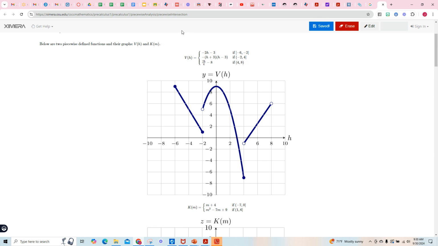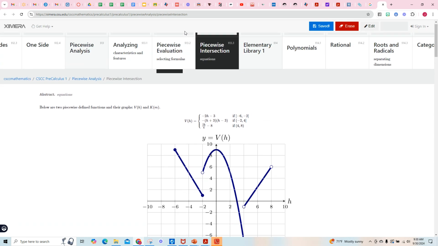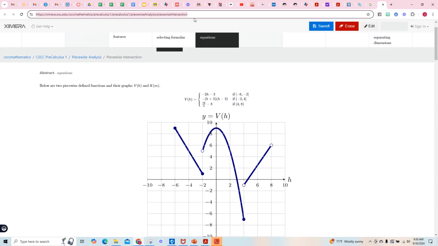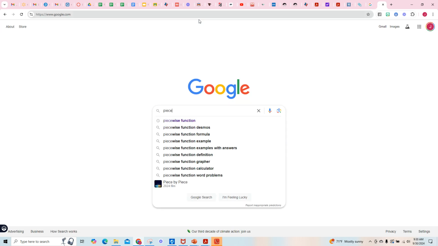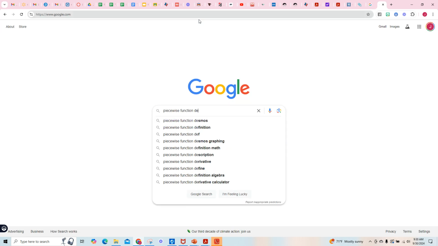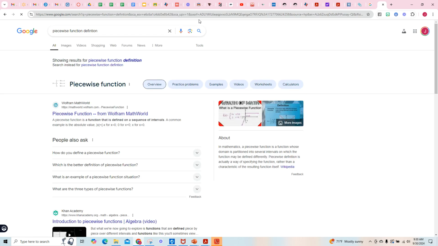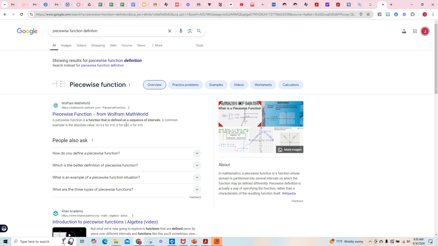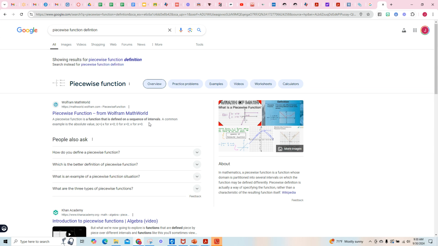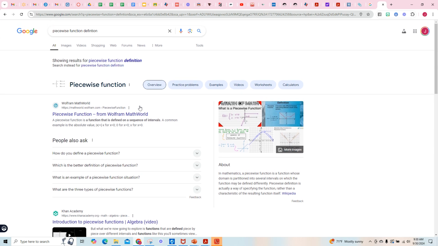A function defined by two or more equations over a specified domain is called blank function. A piecewise function is a function that's defined on a sequence of intervals. That's what it says piecewise is.